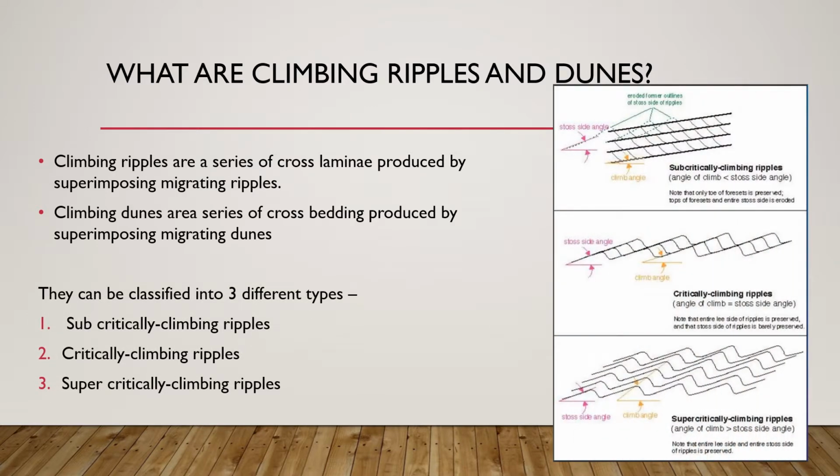There are three different types of climbing ripple structures, based on the angle of climb. Climbing ripples can be classified as subcritically climbing ripples, critically climbing ripples, and supercritically climbing ripples.